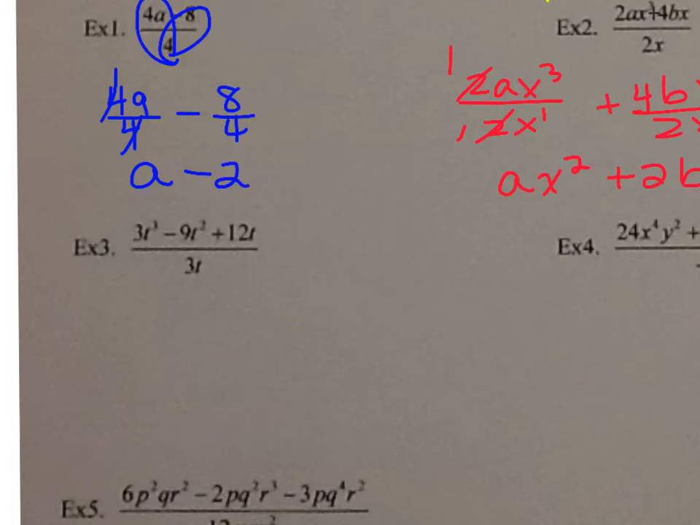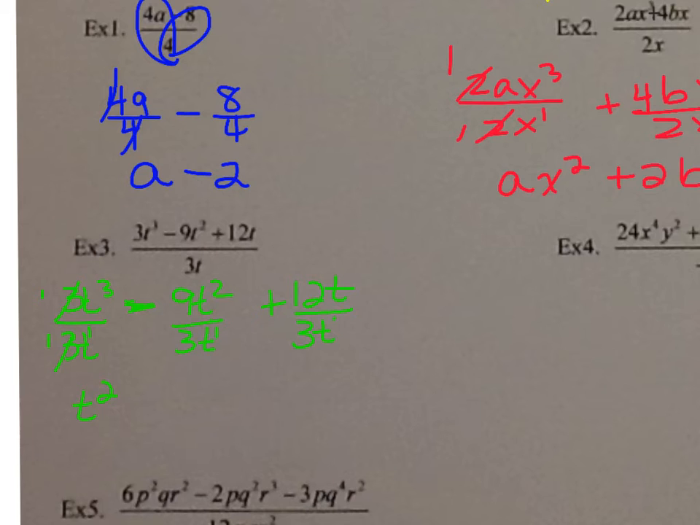Okay, so number 3 we have here 3t to the third over 3t minus 9t squared over 3t plus 12t over 3t. All right, so the 3 and the 3 reduce to 1 and 1. And t to the third divided by t to the first, right, because there's no exponent, really 1, is t to the second. If you want to put 1t to the second, that's fine.